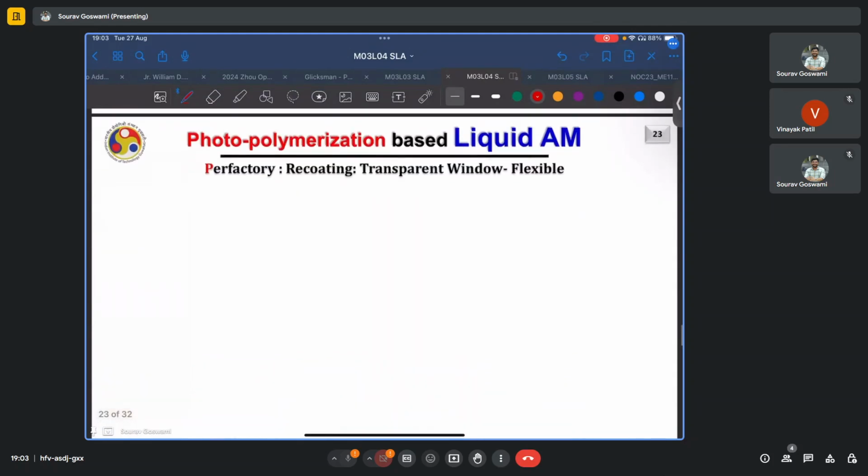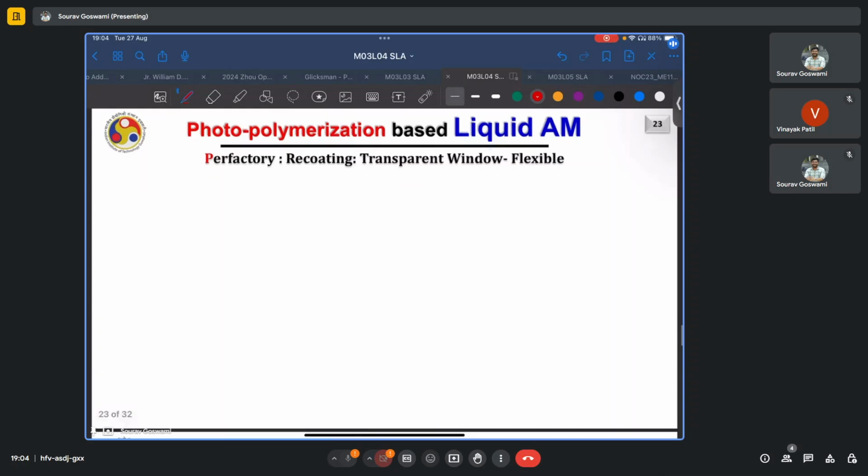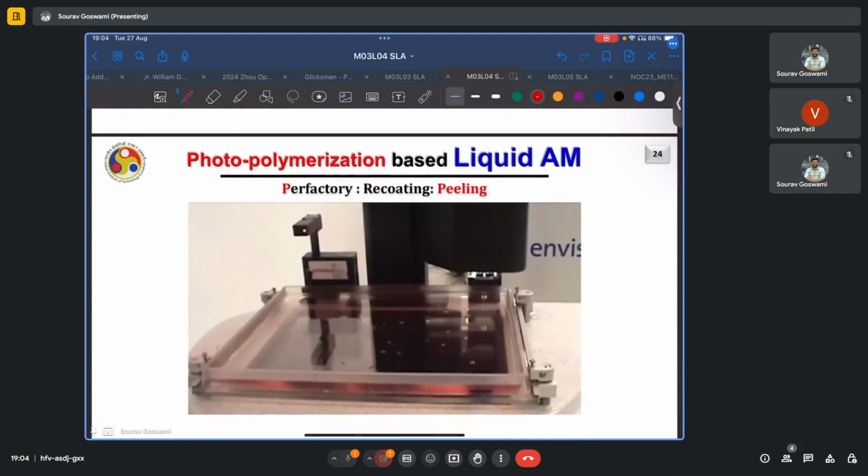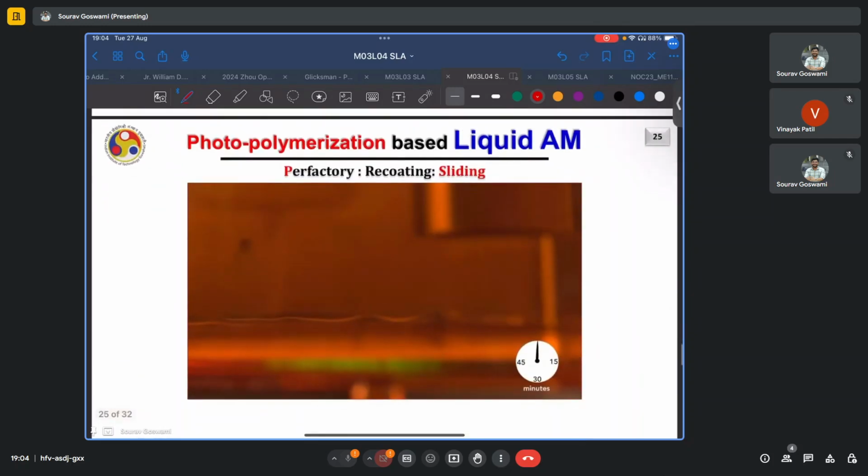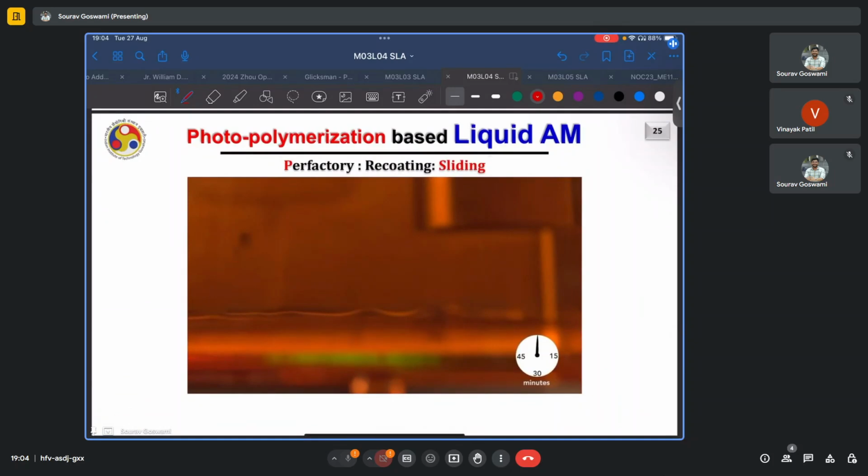A second way is to actually use a recoating window which is transparent, so that when you try to peel off the part from the window, it comes off easier. A second way to achieve this is that rather than pulling away your, say, if this is the build part, this is the build plate, and this is the part which has been printed till now. This is the transparent window. This is my build platform.